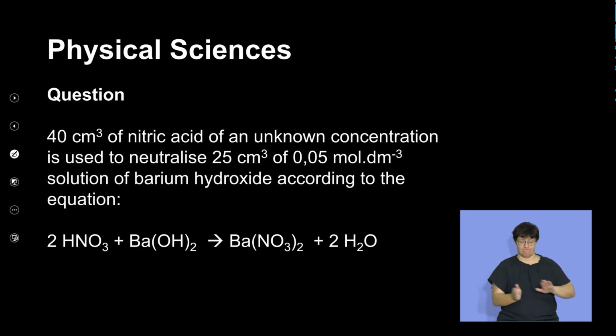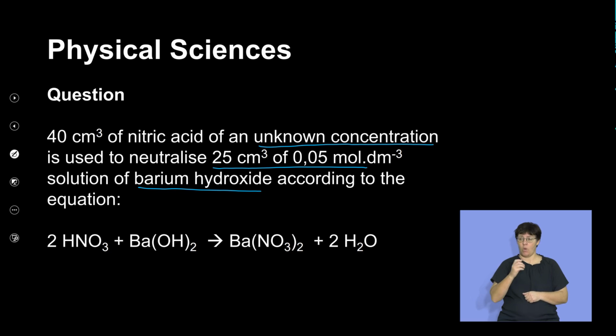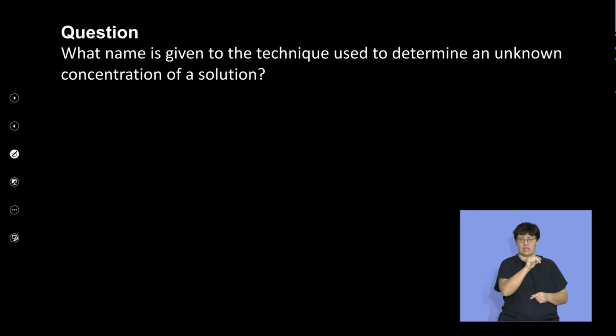Okay, and then we've got another one which says 40 cubic centimeters of nitric acid of an unknown concentration is used to neutralize that volume and concentration of barium hydroxide. So 25 cubic centimeters and 0.05 moles per cubic decimeter are for the base, barium hydroxide. So this is the balanced equation of the reaction between nitric acid and barium hydroxide. So what do we have?